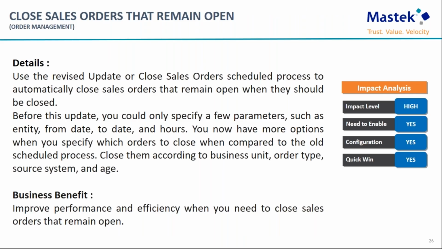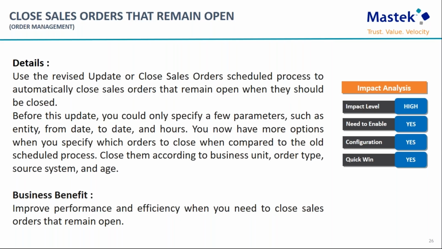The next feature is close sales orders that remain open. This feature provides us with an update to the order schedule process to automatically close sales orders that remain open when they should be closed. Before this update, we could only specify a few parameters when we needed to close the sales orders, such as entity, from date, to date, or hours. But now with this update, we have more options when we specify which orders we want to close, compared to the old schedule process.